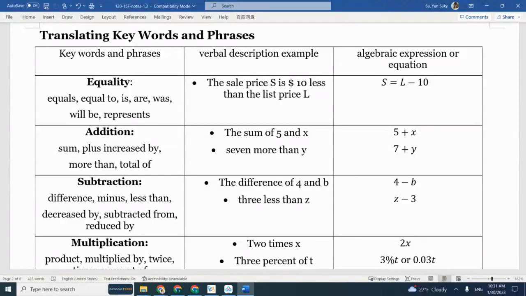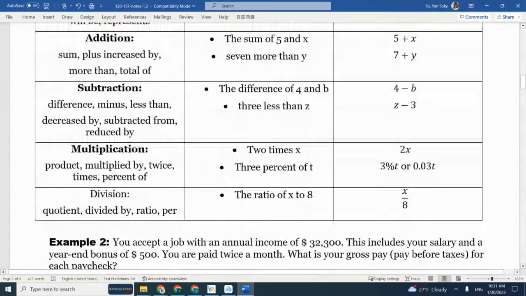Okay. And then multiplication: products, multiplied by, twice, times, percent of. 2 times z, that's 2 times x. 3% of t: 3% times t. And you also know that 3% is 0.03. Right, everybody? It's not 0.3. 0.3 is 30%. Okay.